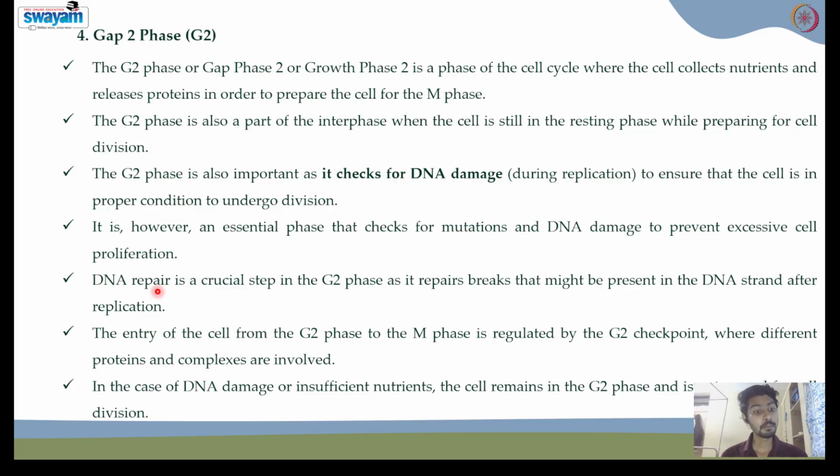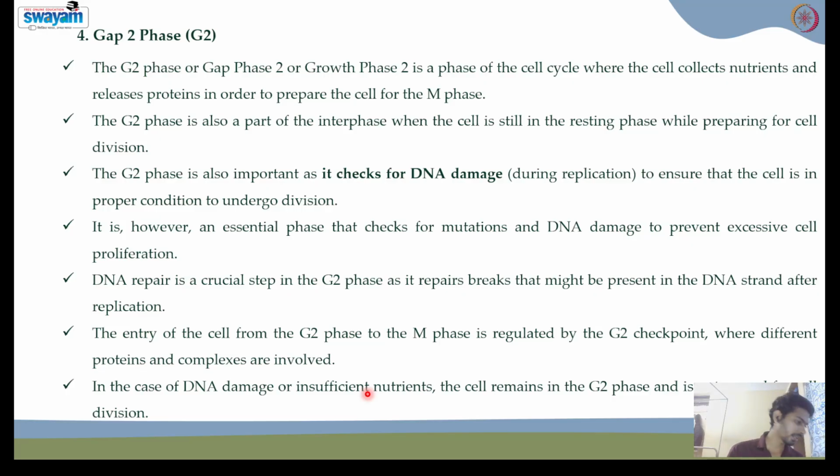So DNA repair is a crucial step in the G2 phase, as it repairs the broken DNA that is present in the DNA strand during the replication. The entry from G2 to M is tightly regulated. Why? Since the next phase is very important, where cell division occurs, and it is tightly regulated by different proteins and complexes. What happens if there is any DNA damage or insufficient nutrients? The cell will remain in the G2 phase and it will not pass through to cell division.